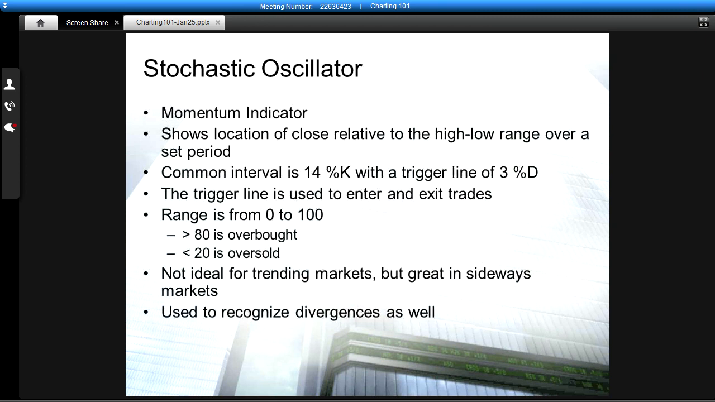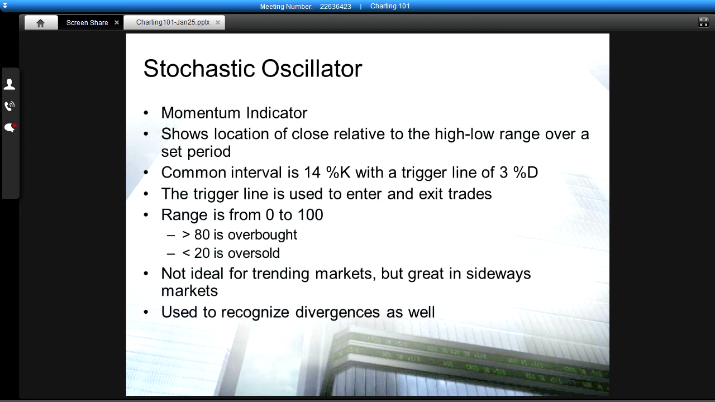This indicator is range bound, meaning that it goes from 0 to 100, unlike the MACD, which was unbound. Any readings that are over 80 are considered overbought, and any readings under 20 are considered oversold. Now, just because it's overbought and oversold does not mean that the stock price is going to be automatically changing and going the opposite direction soon.